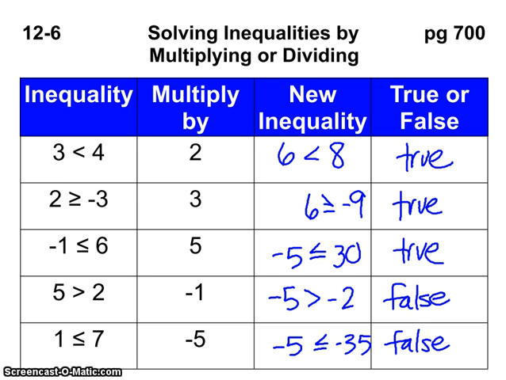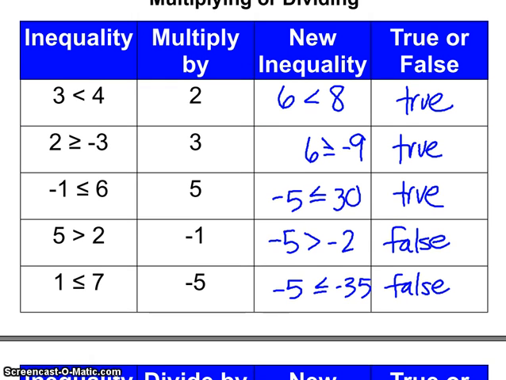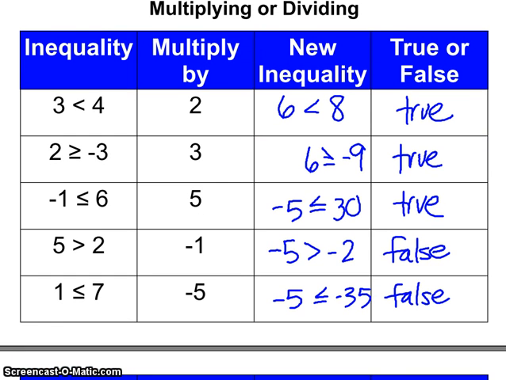Now this table should be filled out in your notes as we filled it out in class on Friday. If it is not filled out in your notes, please pause me right now and go ahead and fill it out. So we filled in this table on Friday and we noticed a pattern. Basically what it's saying is if I were to multiply both sides of my inequality by 2, I would now have 6 is less than 8, which is true. That is a true inequality.